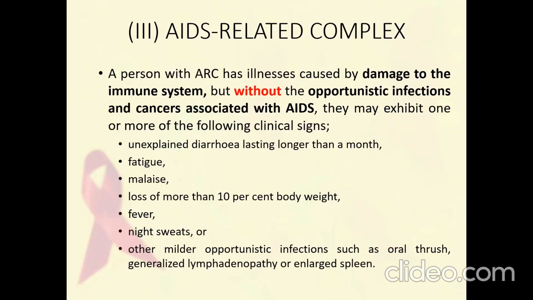Third is AIDS-related complex. A person with ARC has illness caused by damage to the immune system, but without the opportunistic infections and cancers which are associated with AIDS. They may have clinical signs like unexplained diarrhea lasting longer than a month, fatigue, malaise, loss of more than 10% body weight, fever, night sweats, or other milder opportunistic infections such as oral thrush, generalized lymphadenopathy, or enlarged spleen.